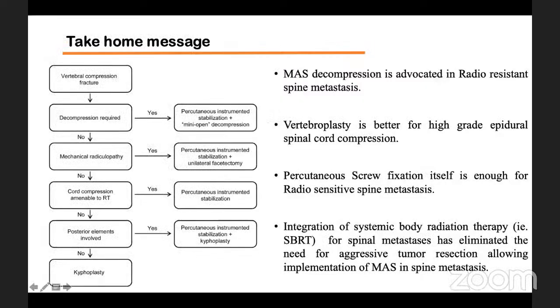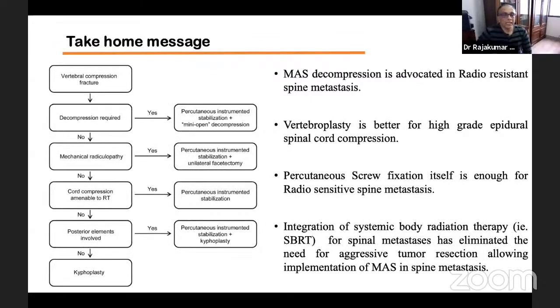So what is your comment on this paper, sir? It's a nicely written paper. It has certain plus points, saying that minimal access surgery has a great role to play in spinal metastasis. You have to integrate SBRT. It has to use different kinds of screw fixation itself, sometimes with or without vertebroplasty, maybe kyphoplasty. And I think most of us are following a similar pattern.